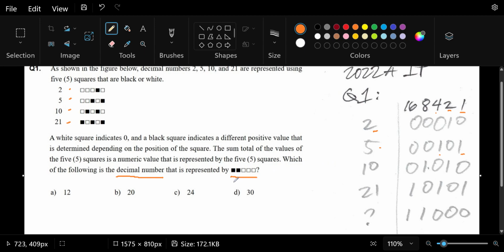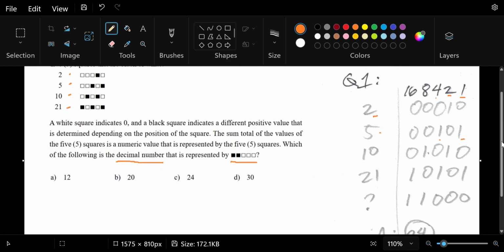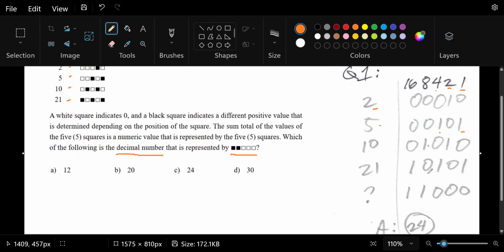Okay, so for our question here, we want to know if the leftmost and the one to its right are ones, then what would be the decimal value equivalent? If we move toward the leftmost, we can see that the leftmost would have a decimal value that is 16, and to its right it's 8.